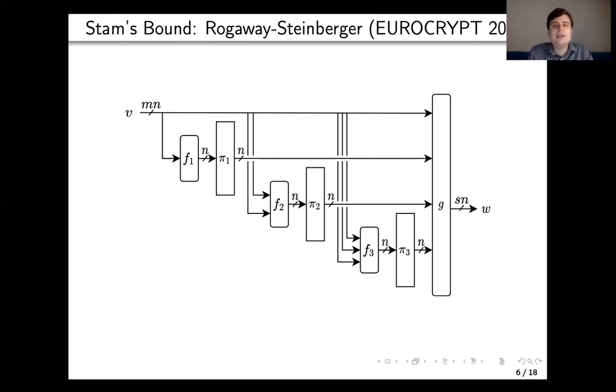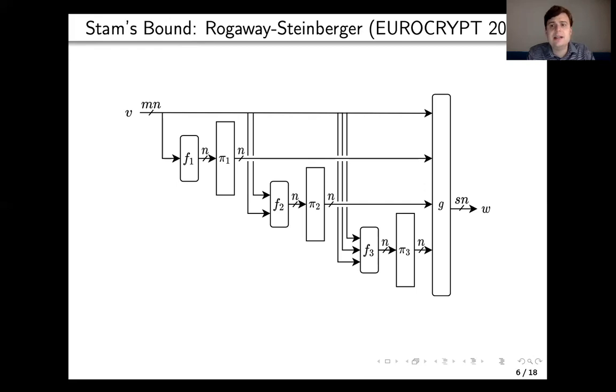In the example that I'm showing here on this slide, I'm assuming that there are 3 compression function calls. Actually, in the paper by Rogaway and Steinberger, it's assumed that those functions are not compressing, but are random permutations. However, the result straightforwardly applies to constructions where you have compressing primitives as well.